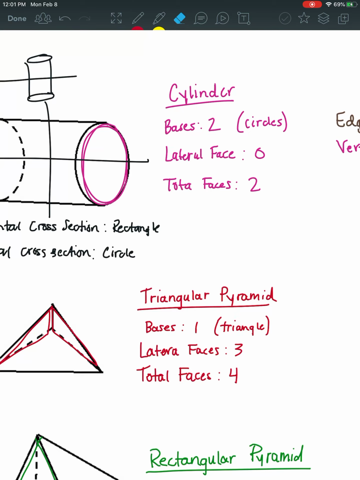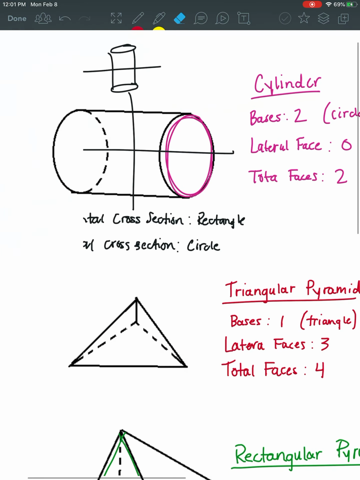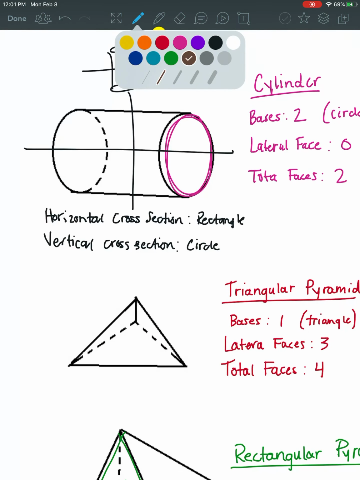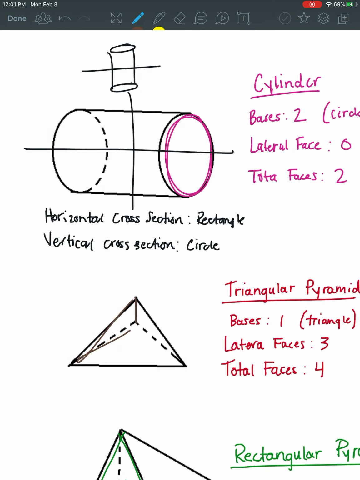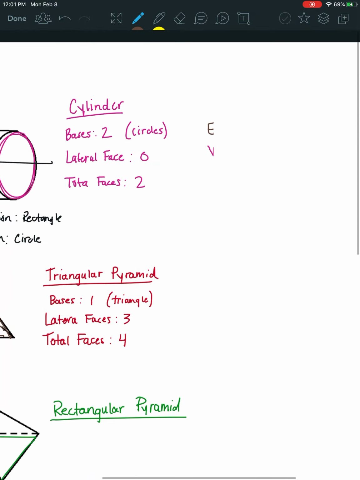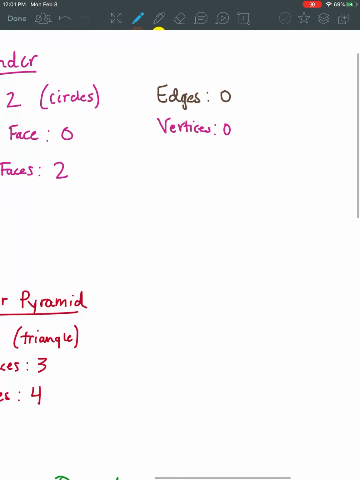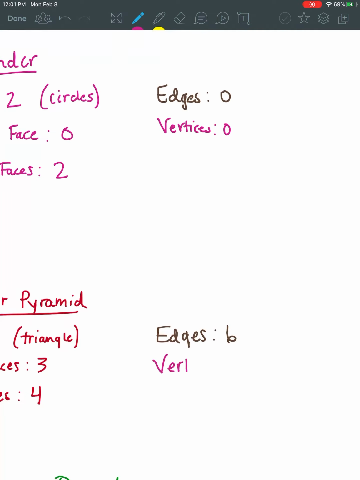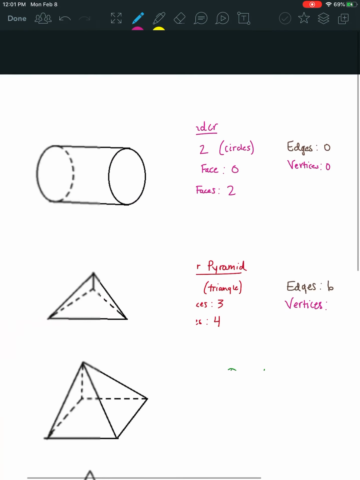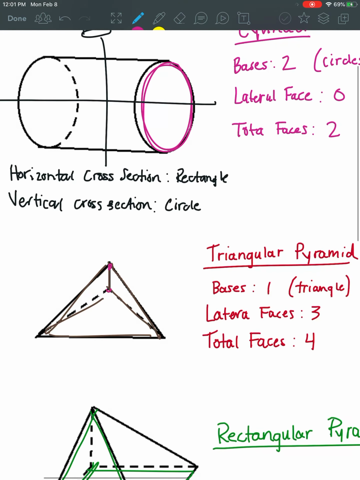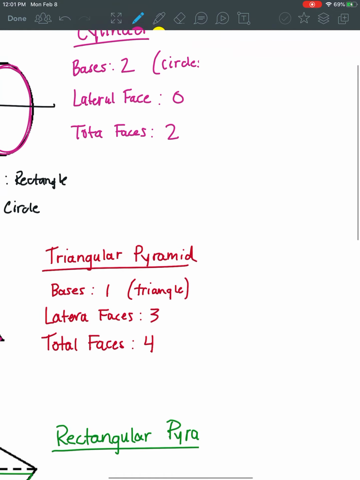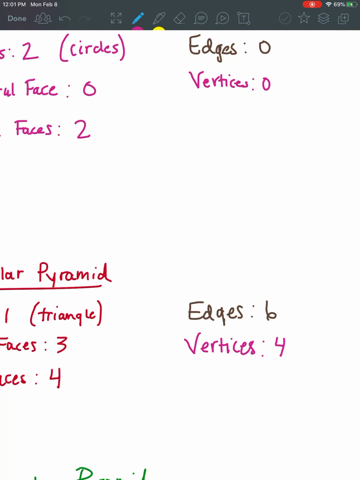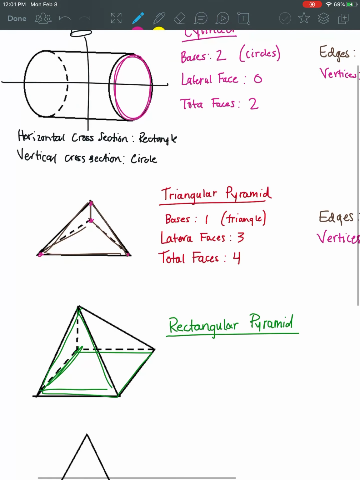Then edges. So edges, we are looking at those lines. We have 1, 2, 3, 4, 5, 6. We do not want to count them more than once. So edges are 6. Vertices are all of our points. So we have 1, 2, 3, 4. So that's for our triangular pyramid. Okay.